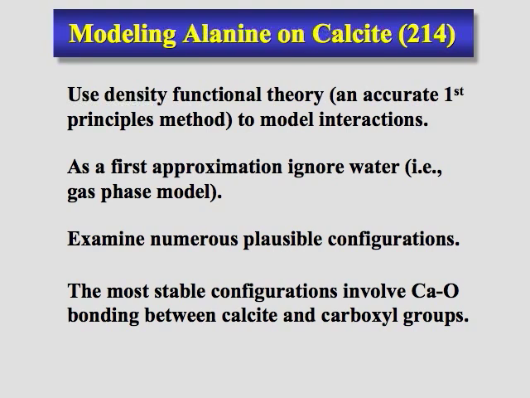And so we sort of have to have an intuition of what might be a plausible starting point, and then you minimize those. So we looked at dozens and dozens of plausible configurations and really quickly zeroed in on what were the logical bonding sites for an amino acid on a calcite surface. And we find that all the stable configurations involve forming strong calcium-oxygen bonds, calcium of the calcite to an oxygen in the amino acid.